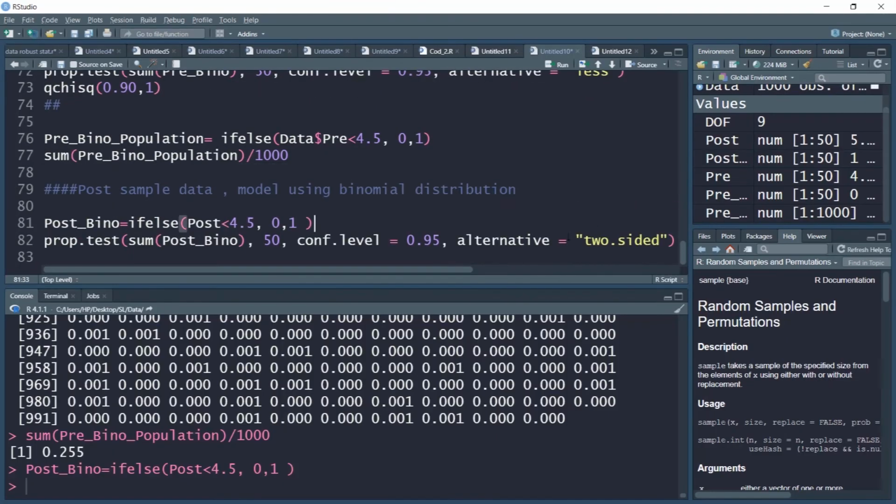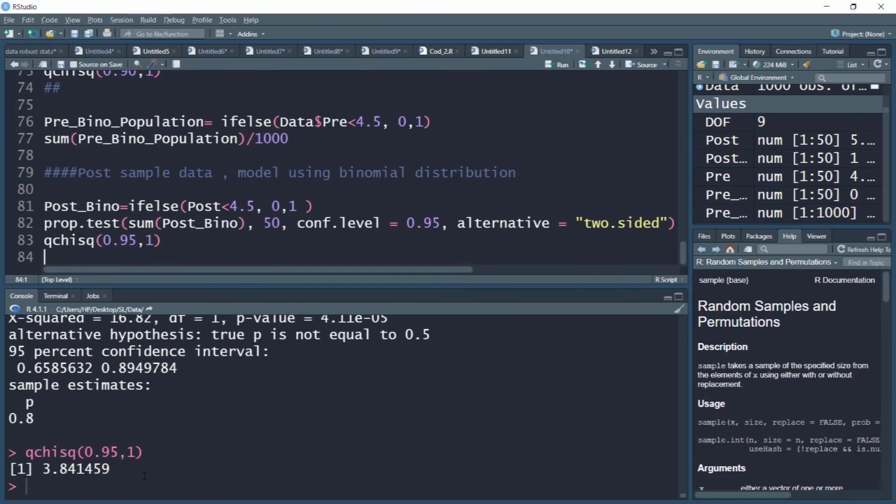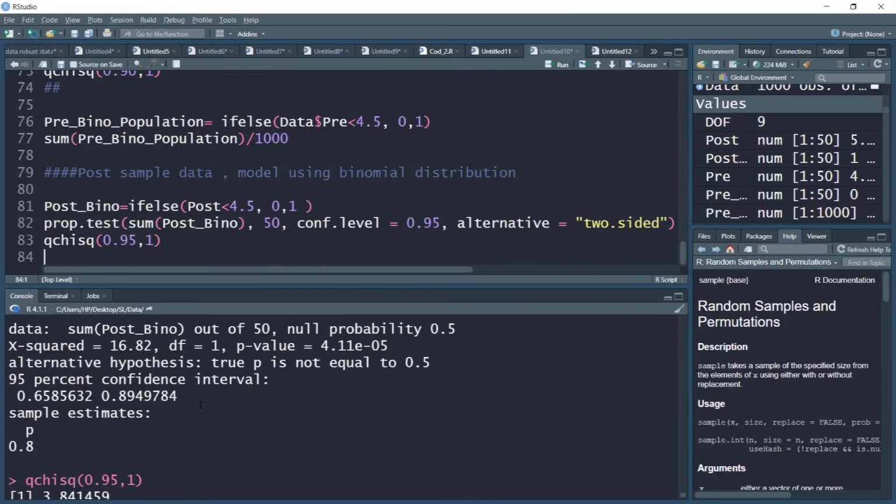So if I run this, I get a chi-square value of 16.82 and a sample estimate of 0.8. The sample estimate suggests that the probability of having a score of 1 may be higher than 0. We'll again look at the critical value. We can examine the critical chi-square value by supplying 95% confidence and degrees of freedom as 1. We can run this and see the chi-square is again 3.84, which is much less than the test statistic chi-square, which is 16.82.